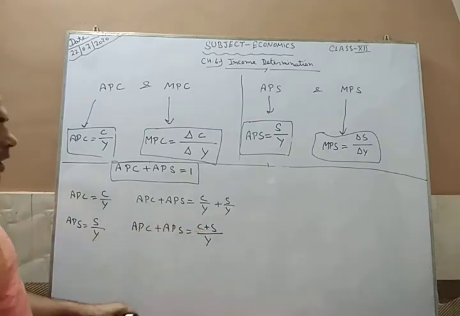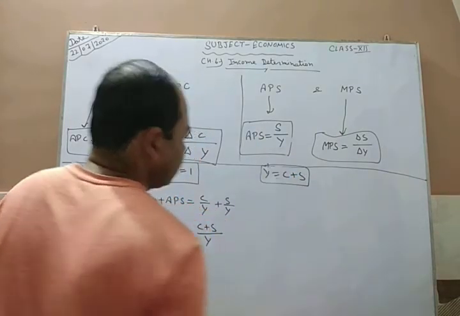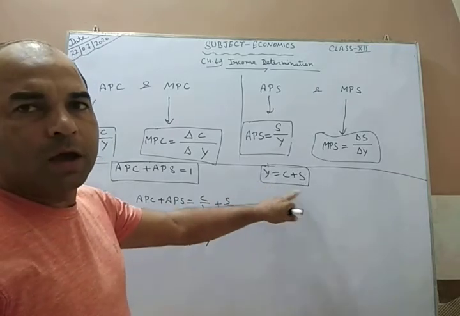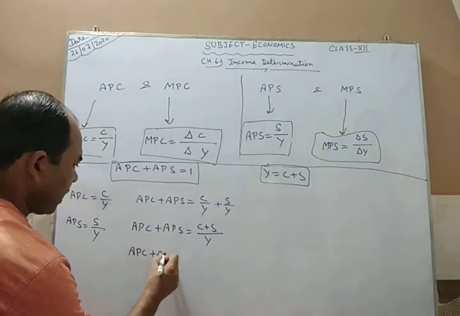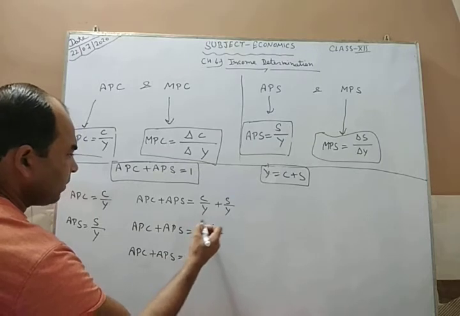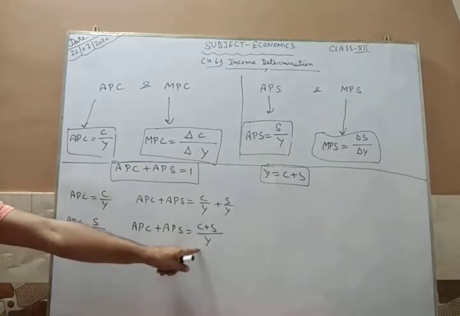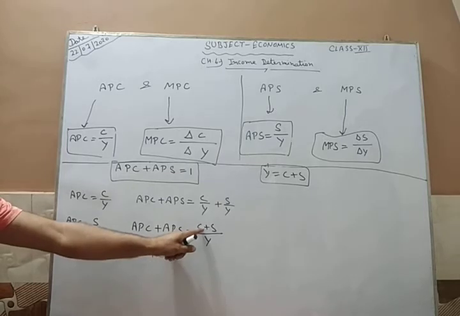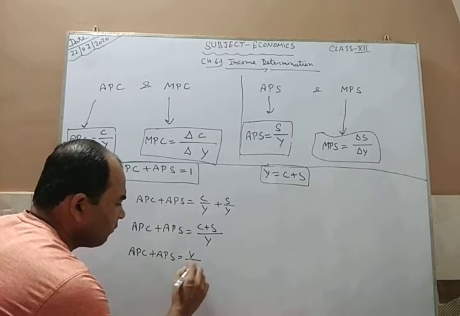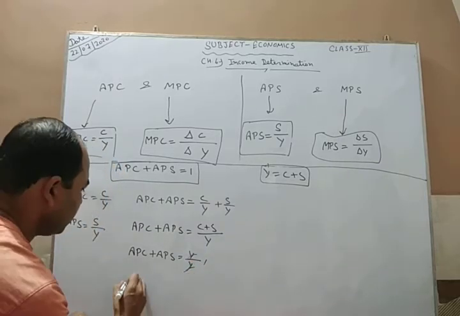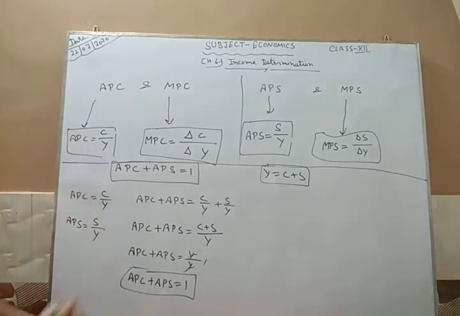What is C plus S? What are the components of aggregate supply? Y is equal to C plus S. Income will either go to consumption or go to saving. So you can see APC plus APS is equal to C plus S divided by Y. What will we do for Y? We will put its value. What is C plus S? C plus S is equal to Y. So Y upon Y. Y cancels Y, what comes? 1. It is proof that APC plus APS is equal to 1. I hope this is clear to students.